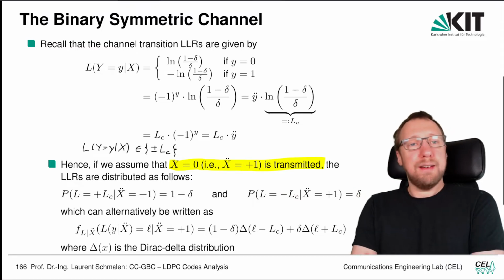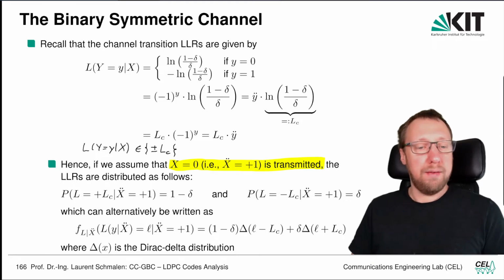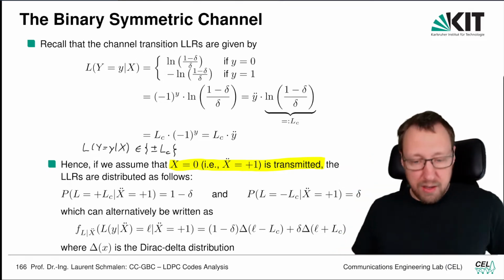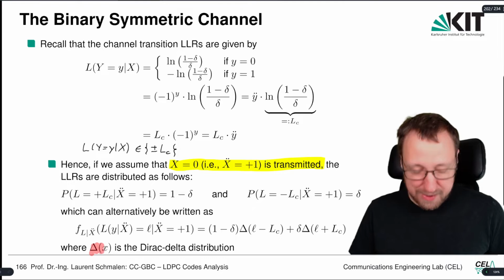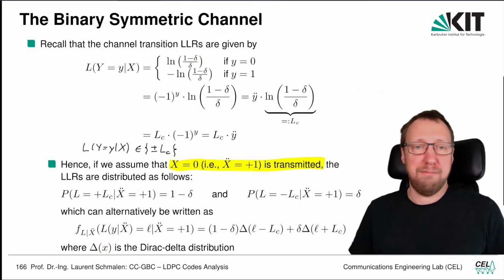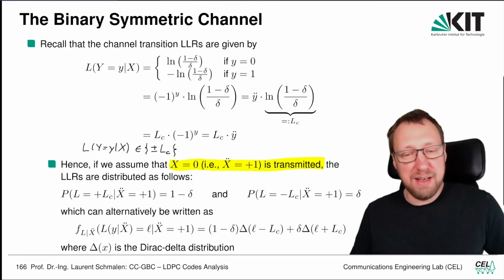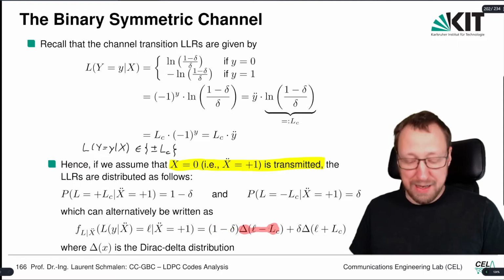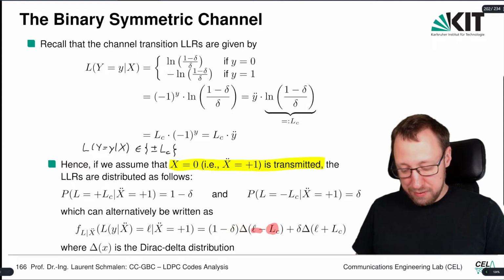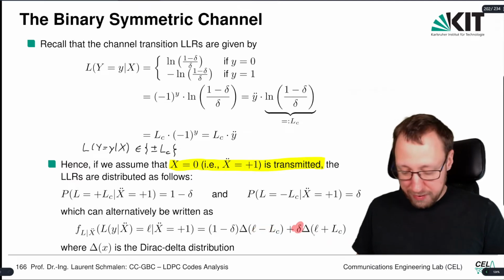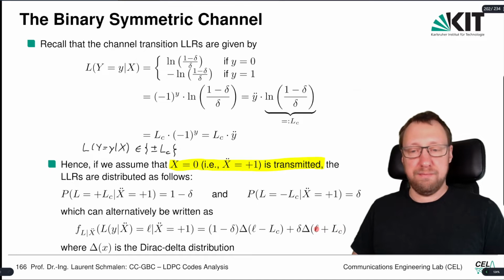So we can write the distribution of our log likelihood ratios in the following way. It's essentially two Diracs. Here we use uppercase Delta for the Dirac because we already used lowercase delta for the error probability, which is slightly not so nice, but this is what it is. So with probability 1 minus delta, we have a Dirac at plus L_C, shifted by L minus L_C. And with probability delta, we have a Dirac at minus L_C.